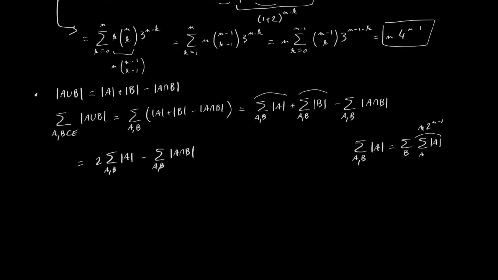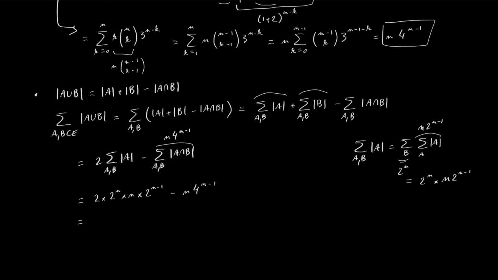And then let's not forget that we are counting this quantity for all subsets of B, and we know that there are 2 to the power of n of them. So at the end, this is equal to 2 to the power of n multiplied by n, 2 to the power of n minus 1. We also just calculated that this quantity was equal to n multiplied by 4 to the power of n minus 1. So at the end, we have 2 multiplied by 2 to the power of n multiplied by n multiplied by 2 to the power of n minus 1, minus n 4 to the power of n minus 1.